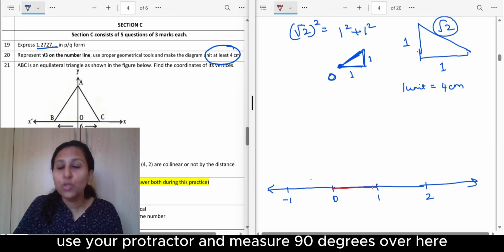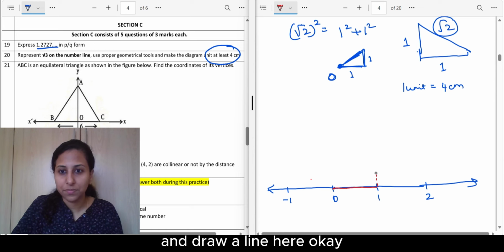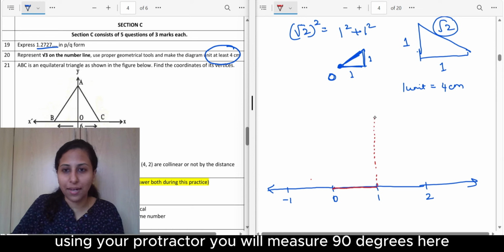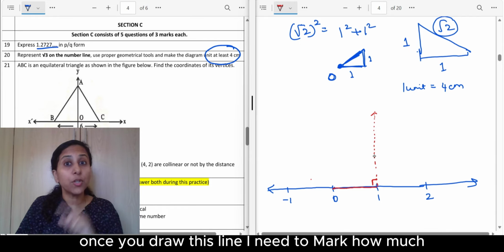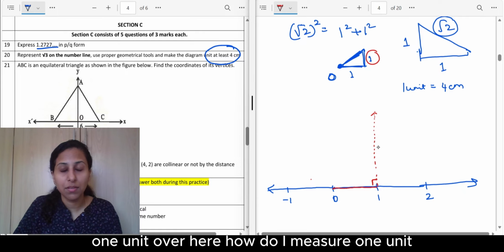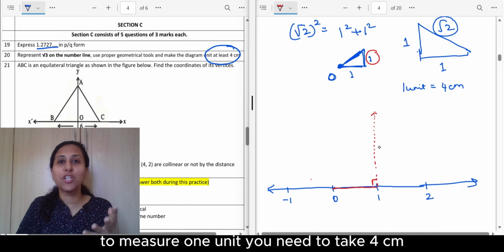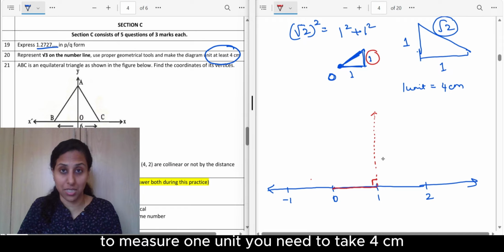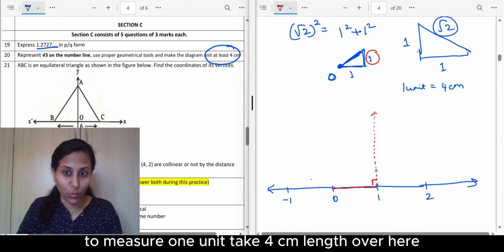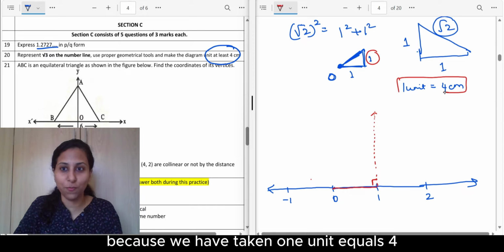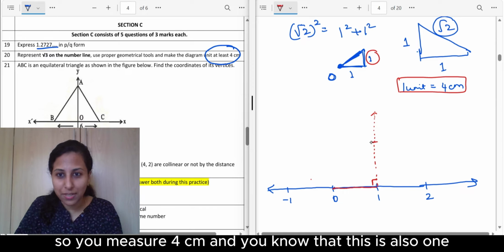Then what do? Use your protractor and measure 90 degrees over here and draw a line here. Once you draw this line, I need to mark 1 unit over here. How do I measure 1 unit? To measure 1 unit, you need to take 4 centimeters, because we have taken 1 unit equals 4 centimeters. So you measure 4 centimeters and you know that this is also 1.